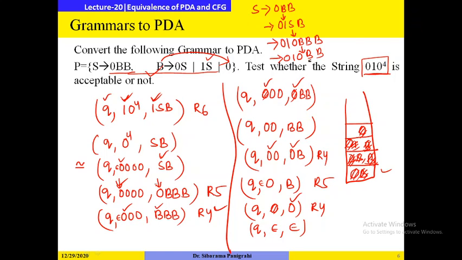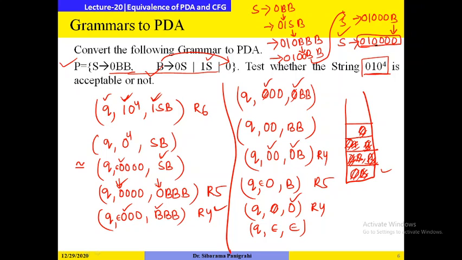Now in place of this B, 0 0. Now in place of this B, you can also use 0. So what will you get? S gives 0 1 0 0 0 B. Now in place of this B, you can use 0. So S gives 0 1 0 0 0 0. So you see, you have obtained the string 0 1 0 to the power 4, that is 4 zeros, from the start symbol by using the productions of the grammar.